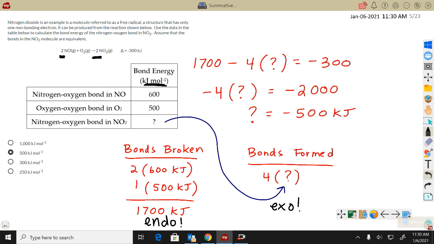Awesome. So then you do a little bit of algebra, and you should get about 500 kilojoules. And so when I solve for my question mark, you divide, and you'll have -4 and then -200. So I should get a positive bond energy. Energy needed to break the bonds, but it's the same as the energy released when I form the bonds.